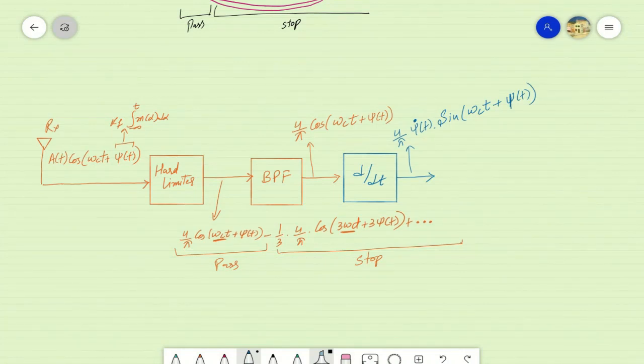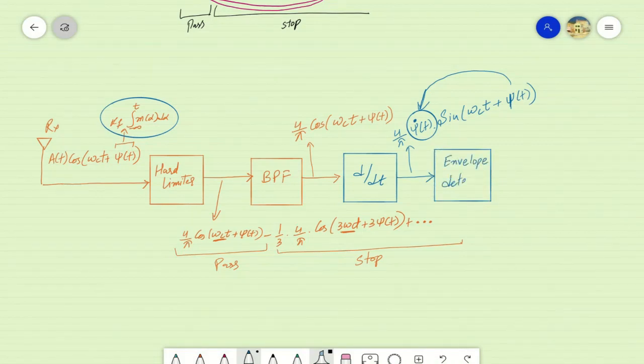If this is a frequency modulated signal, then psi of t represents the integral of the information signal, while the derivative of psi of t will be the information signal itself in its original form. As the information will be translated from the phases to the amplitudes, we can use an envelope detector as the last block here to detect its envelopes, which will produce 4 by pi into the derivative of psi of t.